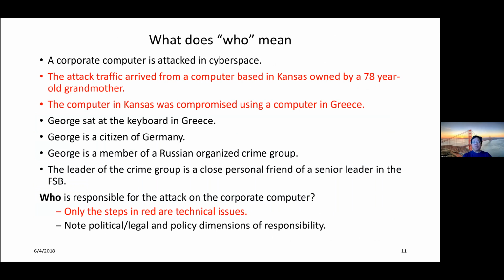All right. Let's posit a kind of attack here, which I'm going to stipulate as a security event. A corporate computer is attacked in cyberspace. The attack traffic arises from a computer located in Kansas, owned by a 70-year-old grandmother. The computer in Kansas was compromised by using a computer in Greece. George is the person who sat at the keyboard in Greece. He's a citizen of Germany, but he's a member of a Russian organized crime group. And the leader of the crime group is a close personal friend of a senior leader in the Russian FSB. Who is responsible for this attack on the corporate computer?